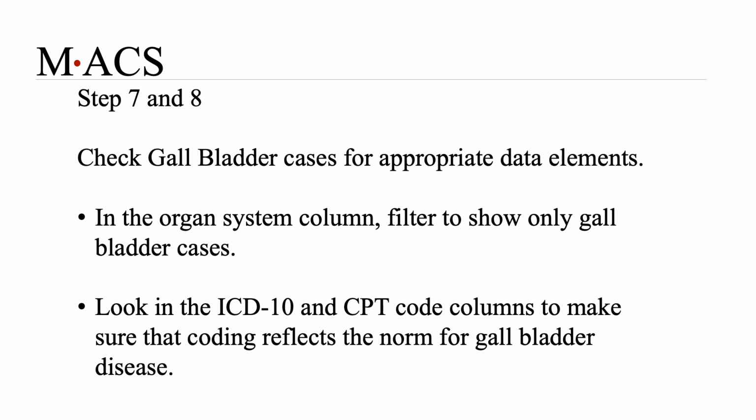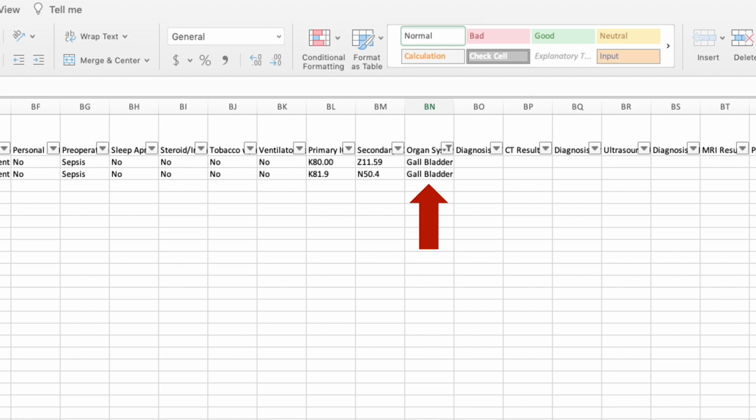Steps 7 and 8. Check gallbladder cases for appropriate data elements. In the organ system column, filter to show only gallbladder cases. Look in the ICD-10 and CPT code columns to make sure that coding reflects the norm for gallbladder disease. For example, if you notice a CPT code for laparoscopic appendectomy and you know that the patient's organ system is gallbladder, you will need to go back into the chart to double check the case and correct any errors in Qualtrics. Here I've used the filter to display only gallbladder cases.